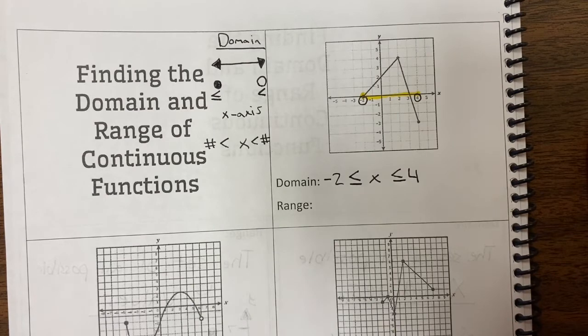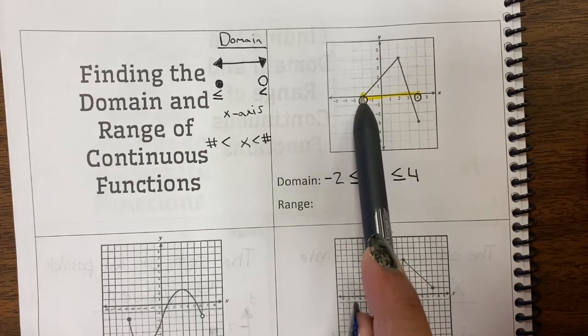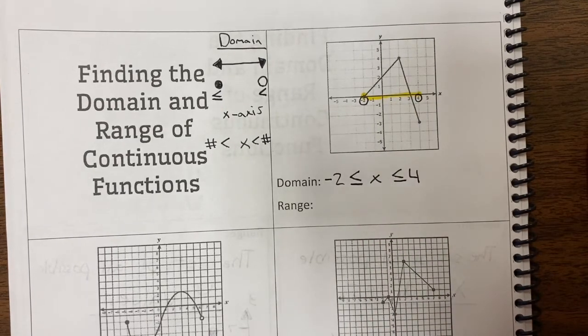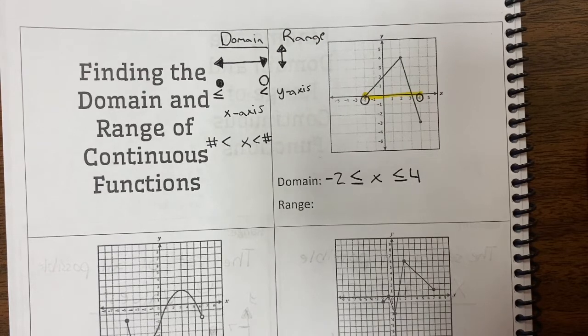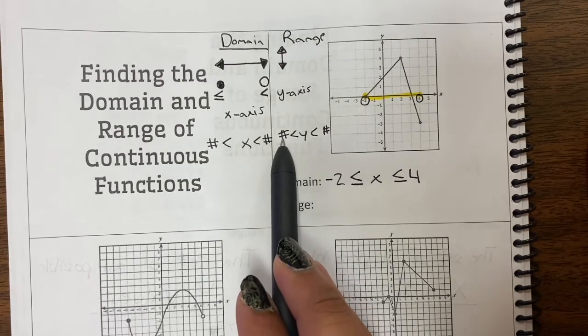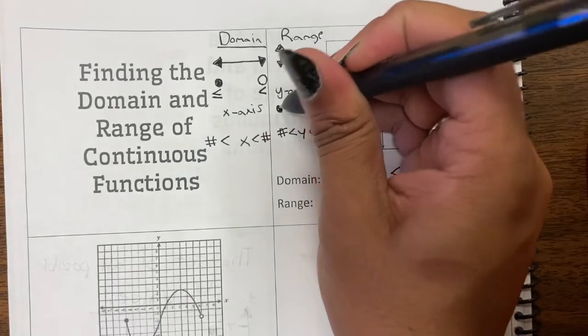So notice I'm just trying to see how far left, the furthest point left it goes, and the furthest point right it goes. For range, we're looking at how high and how low it goes. We're using the same symbols, but on the y-axis, meaning range uses the letter Y. So it'll look like this, but remember, the symbol depends on whether or not we have a closed circle or an open circle.